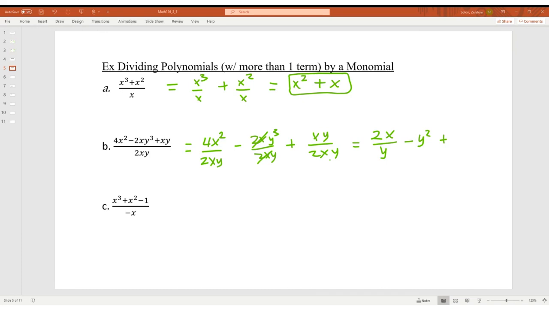Okay, if you see here, x, y will be cancelled out. So x cancels x, y cancels y. So when we say y cancels y, technically y divided by y is 1. So we have 1 in the numerator divided by 2. So that's the simplified expression. 2x over y minus y squared plus 1/2.